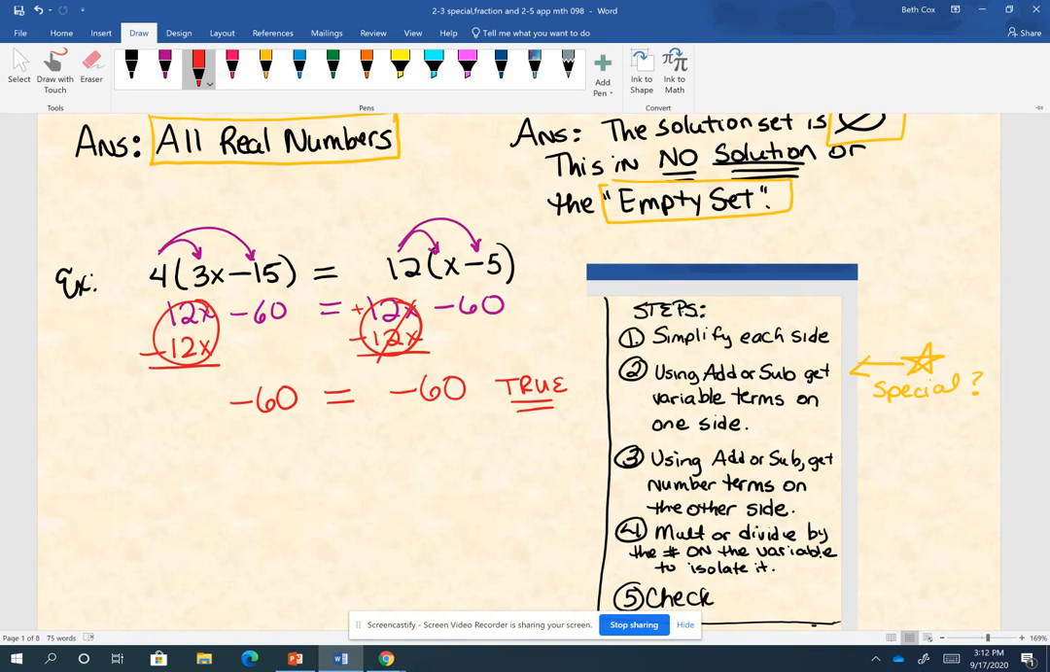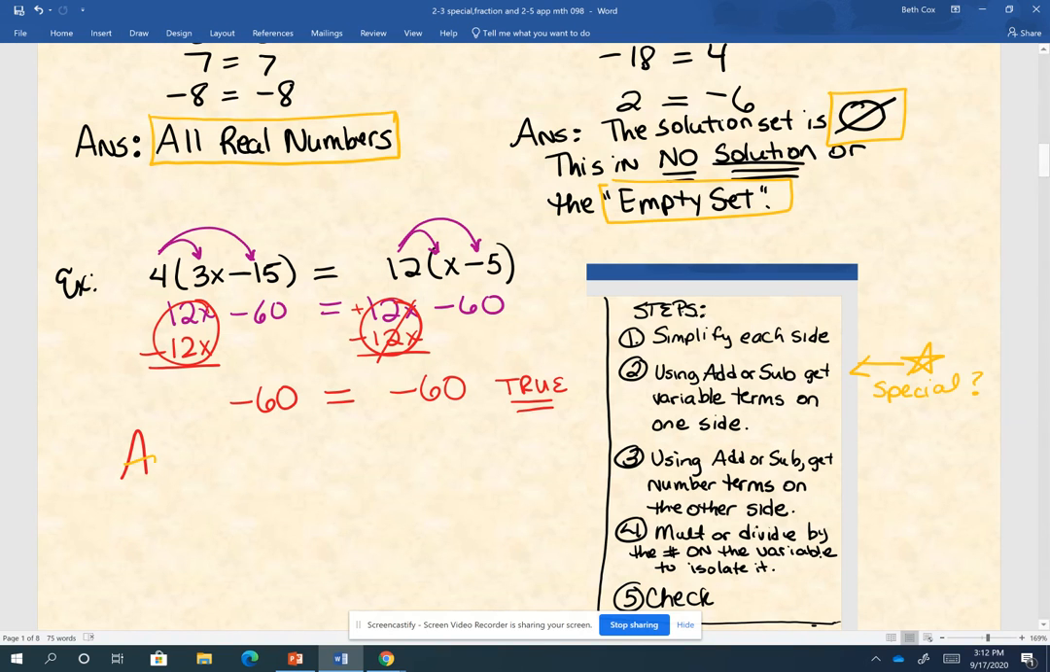And so, since it's true, my answer is all real numbers. I don't have to finish the problem. Answer: all real numbers. And I'm done with this one.